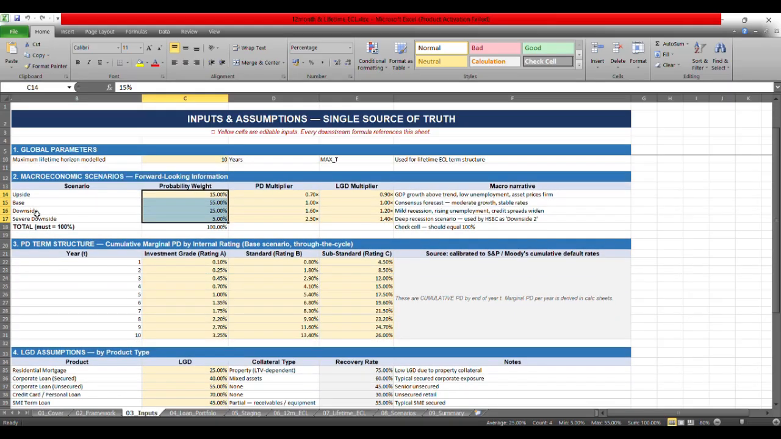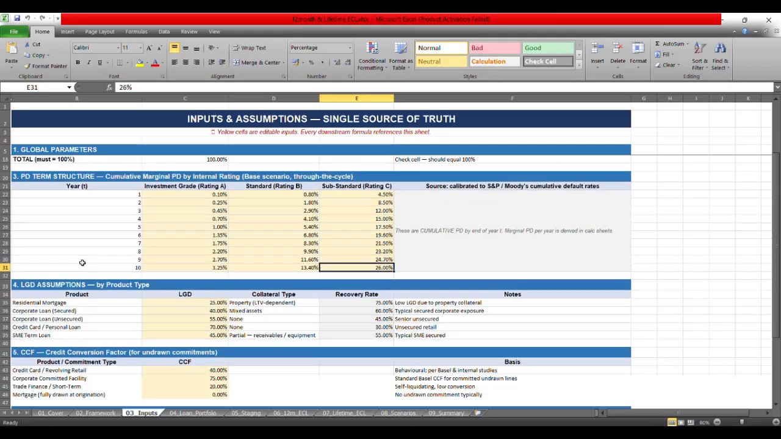Then comes the PD term structure. And this is a 10-year table showing the cumulative default probabilities by rating. Rating A is the investment grade, which starts at 0.1% in year 1 and grows up to 3.25% by year 10. Similarly, at rating C, the substandard, if you look here, it starts at 4.5% and goes up to 26%. And that's the beauty of the spectrum. The better the borrowers are, the less often they will default.